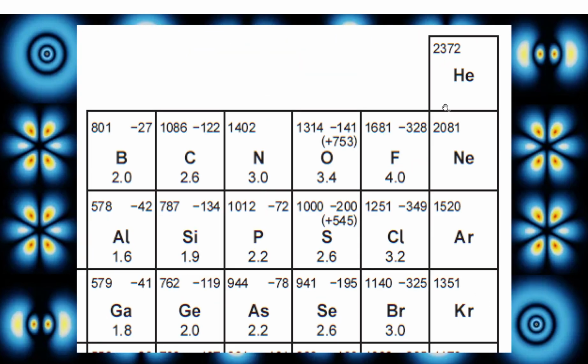You can see the trend. Down the group, a big drop. Across the period, it does increase, and there is a slight drop here. Remember, for nitrogen, phosphorus, and arsenic the p shell is half filled. So with one more electron, they don't like it, so it drops a little bit. They want to release it again. So rise, drop, rise, and you can see the trend clearly. If you don't remember that diagram, look at it in the data booklet for emergency, in a multiple choice question.